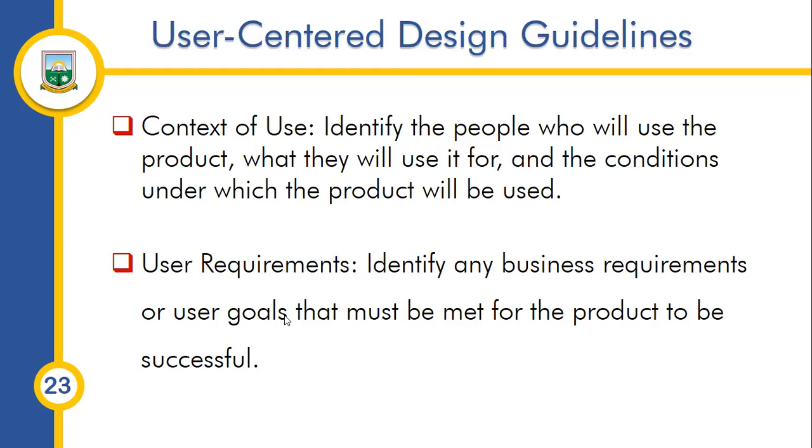So now, the class of people that are going to use the system. Is it going to be used in the school? Is it going to be used in the mines? Is it going to be used in the hospital? You see that kind of context. Now, the user requirements: you have to identify any business requirements or user goals that must be met for the product to be successful. The development team doesn't just sit down and come up with their own ideas. No, they go to the low level of asking the users what they would like the system to do for them. You get it?